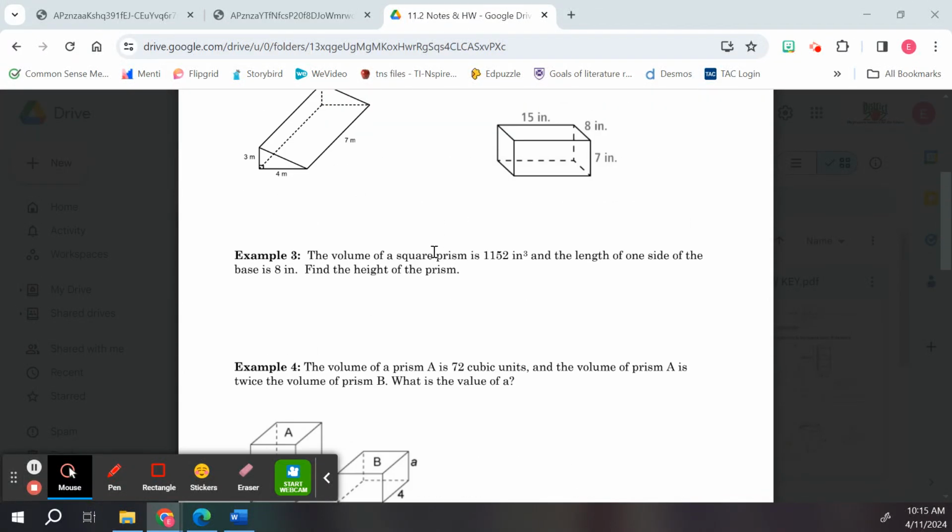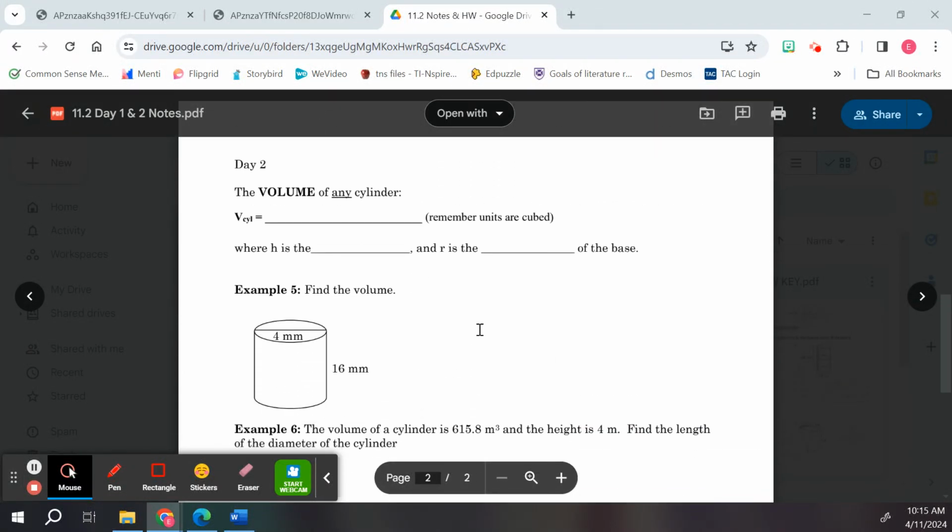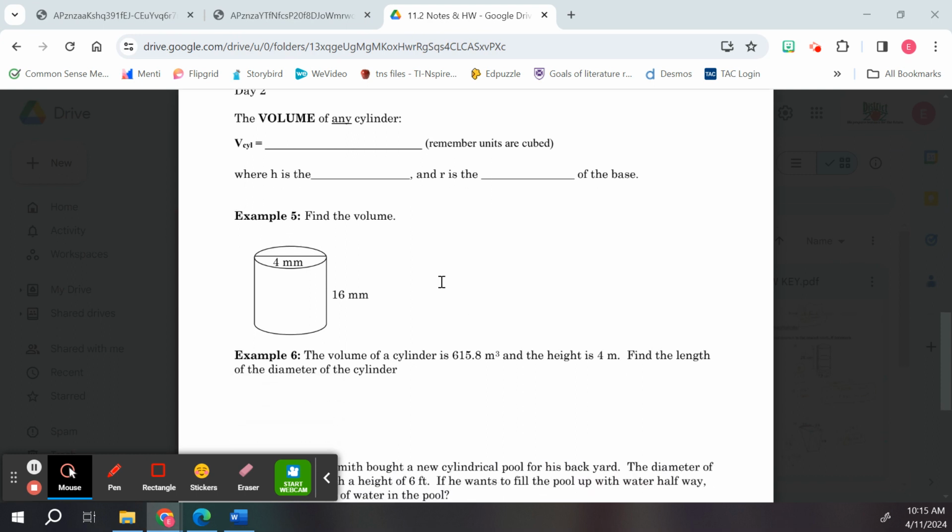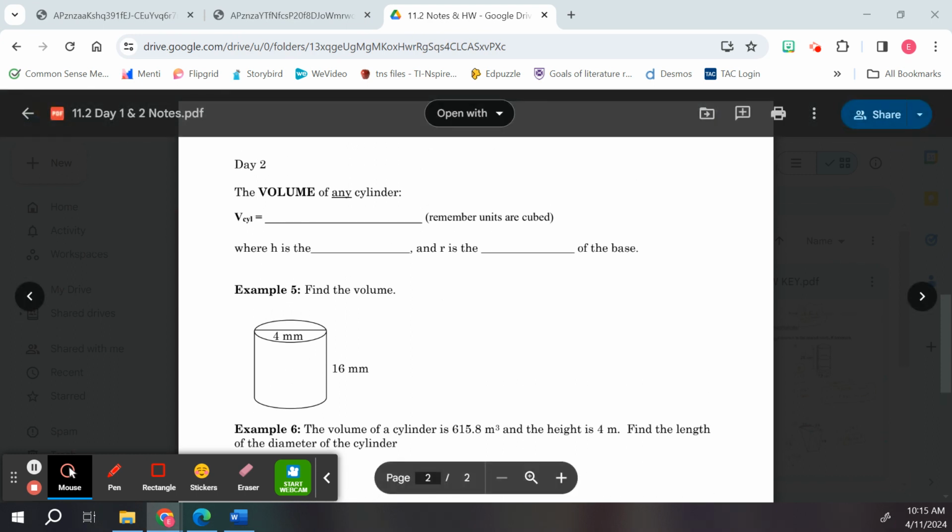Okay, so yesterday we went through all of this. Today we're doing the backside. So we're talking about the volume of any cylinder.